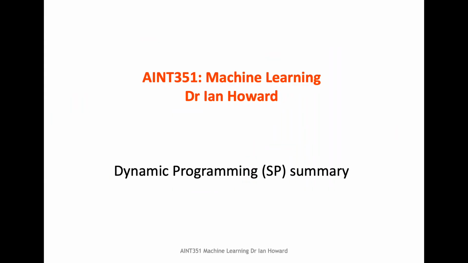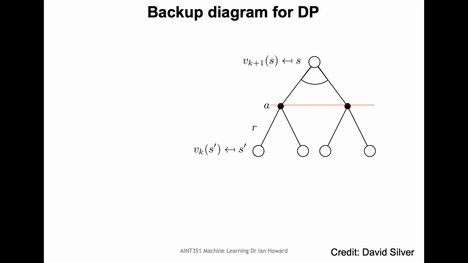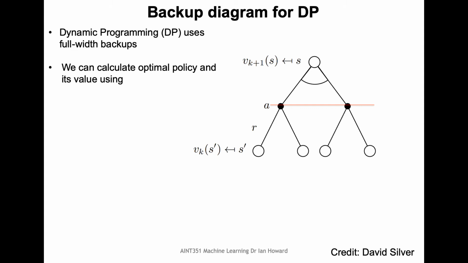Let's now consider a brief summary of dynamic programming as a way of calculating value of a state. First thing to notice is dynamic programming uses what's called a full backup. And a full backup basically means if we look at where we start in state space, it considers all the actions we take from that state.